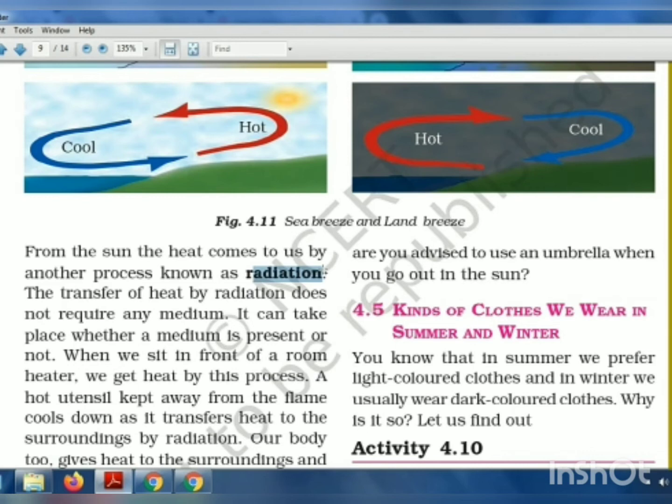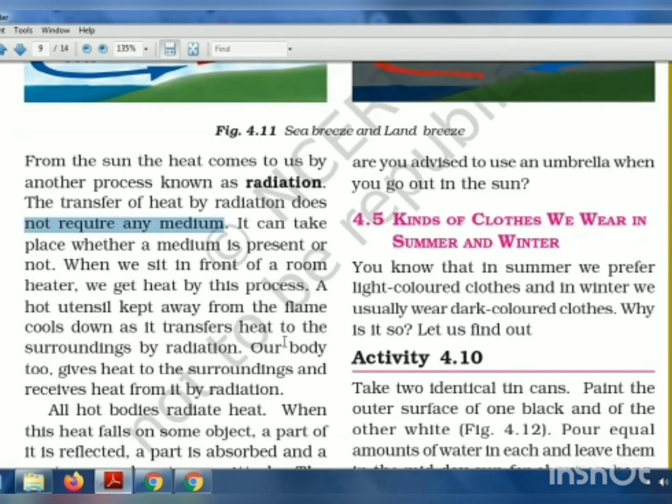It is through radiation. So what is radiation? The transfer of heat by radiation does not require any medium. As for other transfers, we require a medium, right? Water, solid, or air. But for radiation, no medium is required. It can take place whether a medium is present or not.